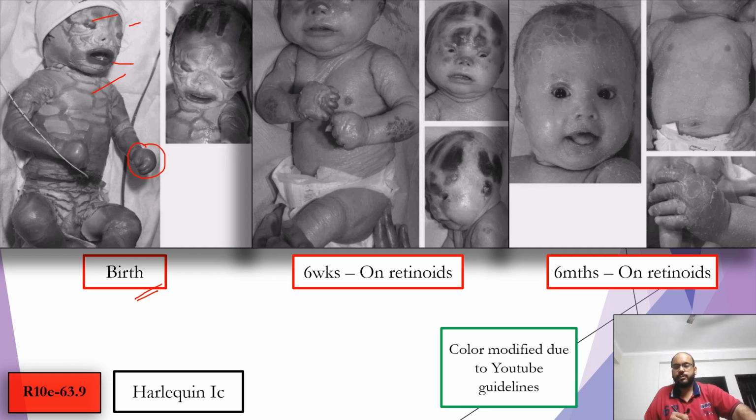And the treatment is that you manage symptomatically and you start low dose retinoids. So after 6 weeks of retinoids, you can see that there is good amount of shedding of those thick armor-like scales. And at 6 months on retinoid, the baby is somewhat near normalcy. Okay. So this is the most devastating type of ARCI, and it has implications on life, and the treatment has to be initiated fast. Let's move forward.